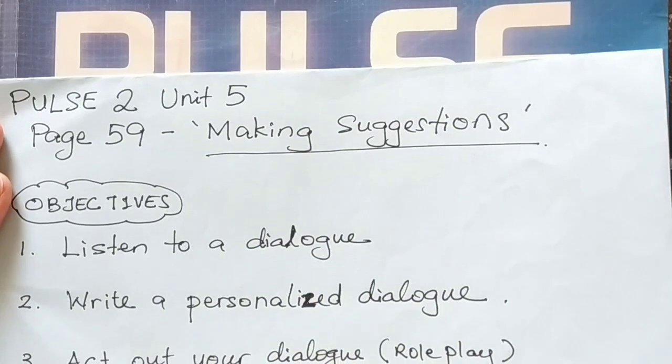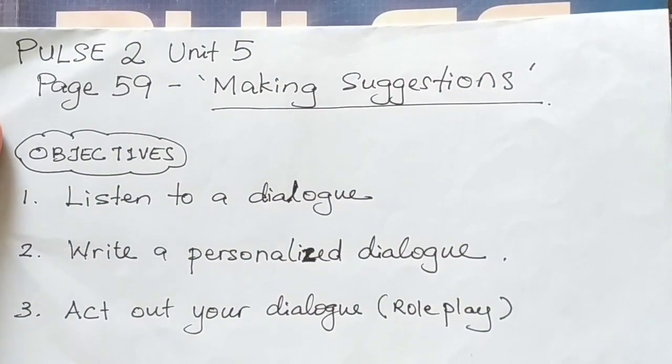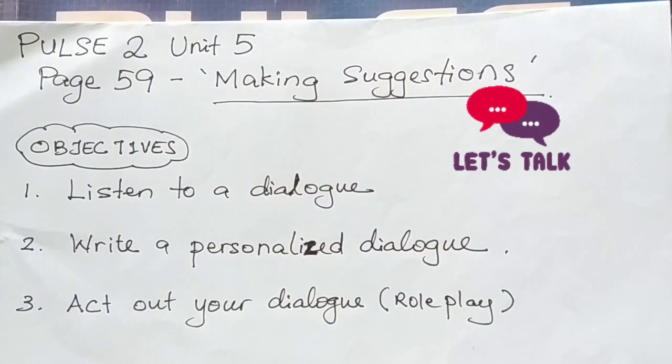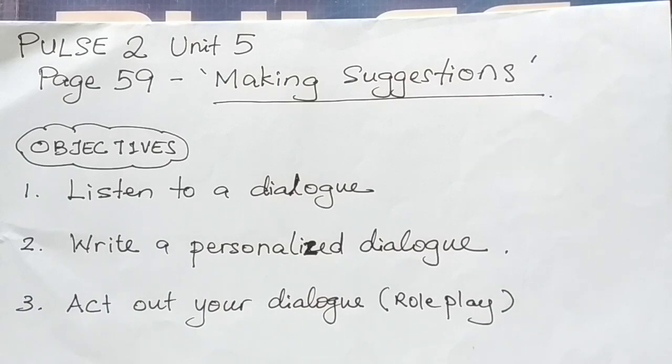Alright, objective 1, we shall listen to a dialogue regarding making suggestions. Objective 2, we shall write a personalized dialogue. Over here, I will teach you how to write a dialogue in making suggestions. As for objective 3, which is to act out your dialogue, it has something to do with role play, and we shall do this after this video. So these are the objectives for the lesson today, and now we shall head on to the lesson.